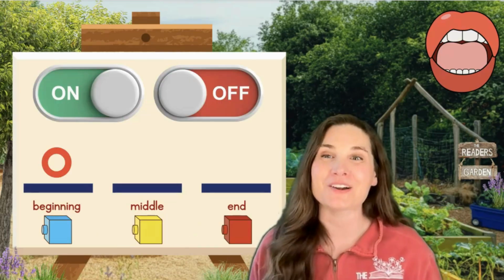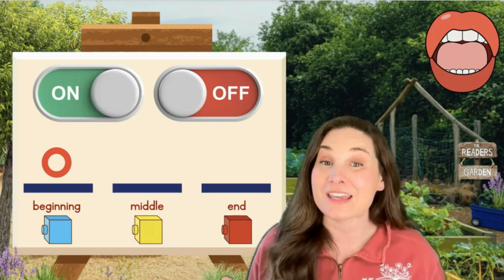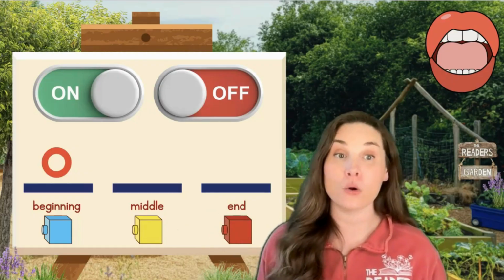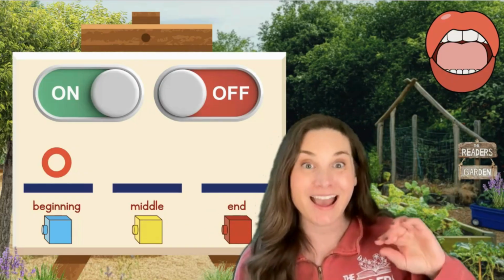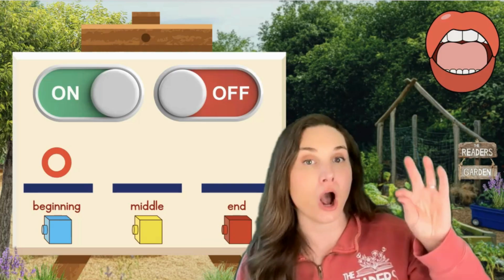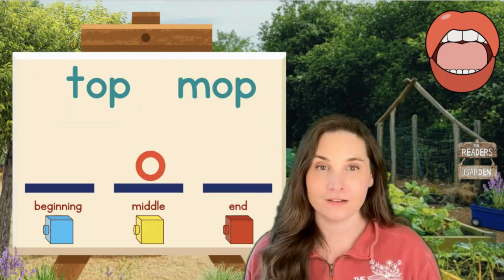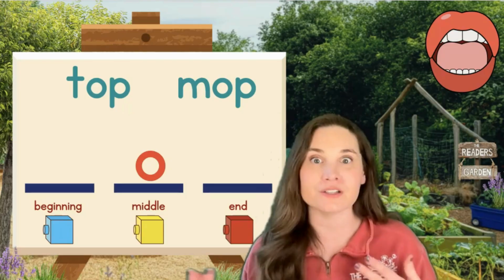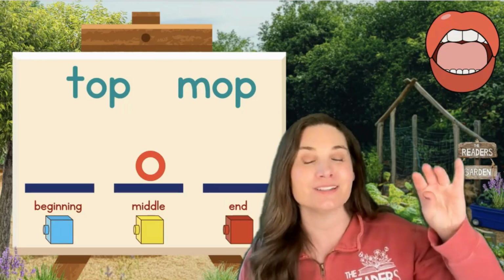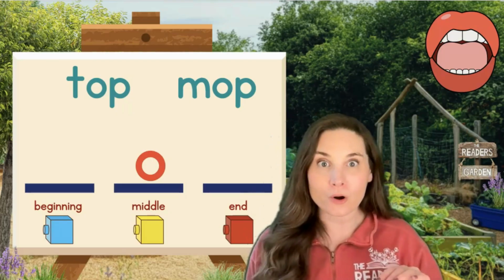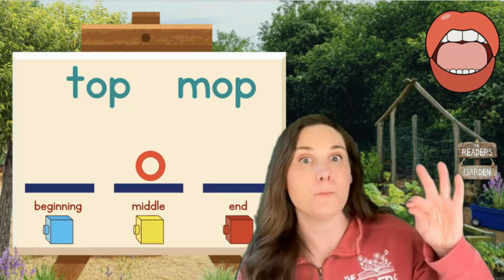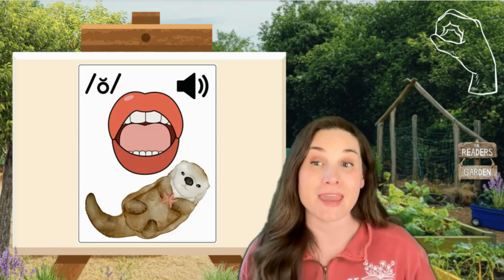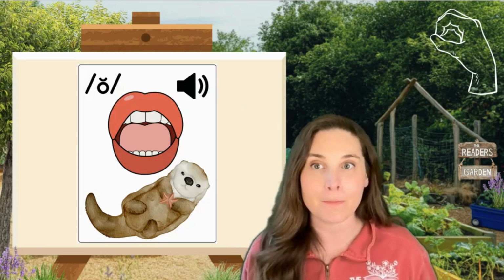The ah sound can appear in different parts of words. At the beginning of words, we see it in the word on, or in the beginning of the word off. We hear the ah sound in the middle of words too. For example, in the word top, t-op, top, or in the middle of the word mop, m-op, mop.